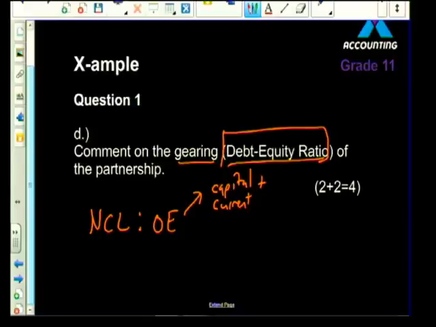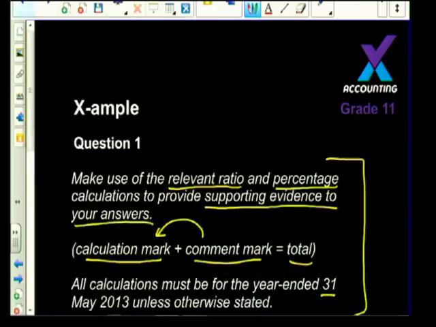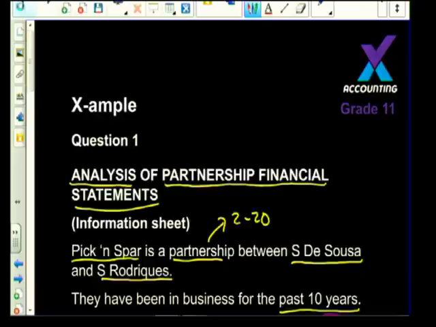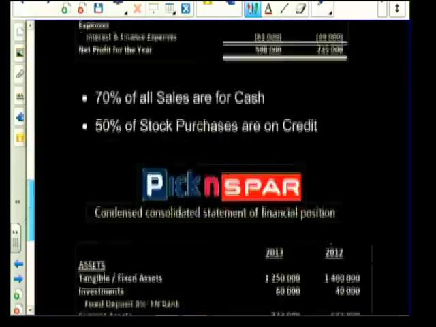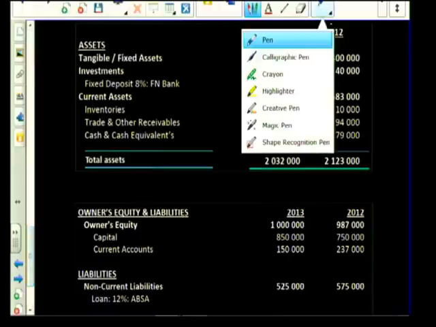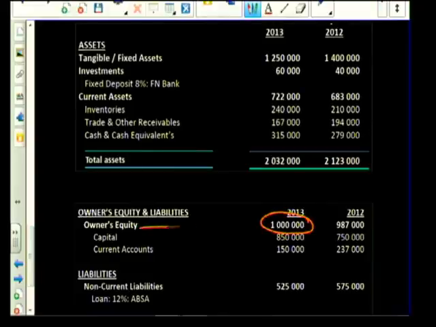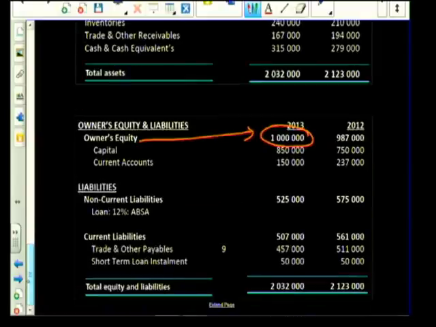So let's see if we can find those figures. Remember, we need the non-current liabilities on the left, the owner's equity on the right. If we go back to our balance sheet, which is over here, we can see that the question has given us our owner's equity. So let me highlight that for you. Our owner's equity is an easy number to remember. It's 1 million rand. Remember, we're doing this for 2013. And our non-current liabilities are given to us as 525,000 rand. Here are our non-current liabilities.